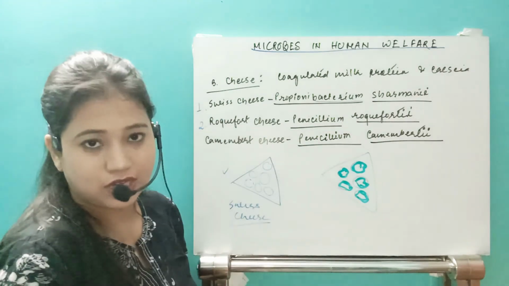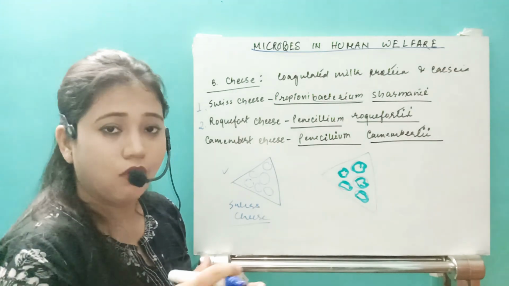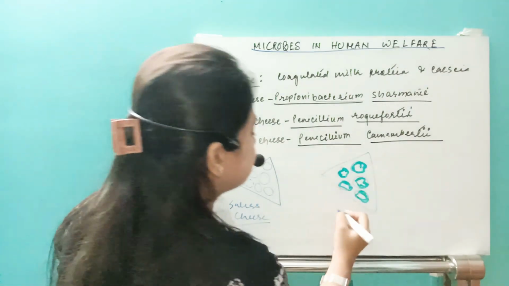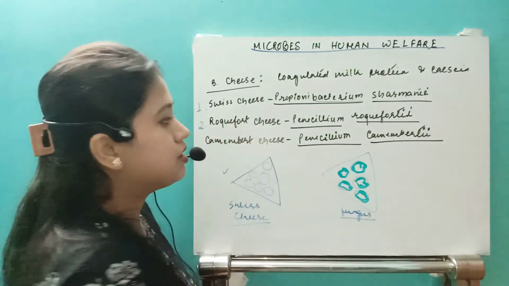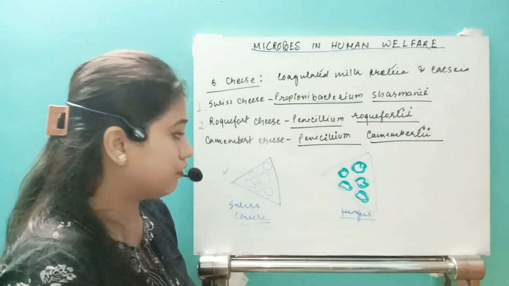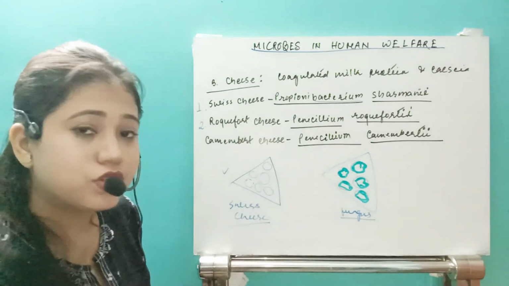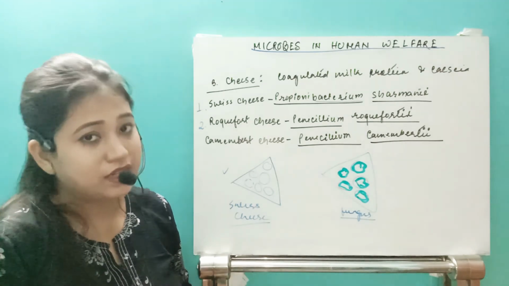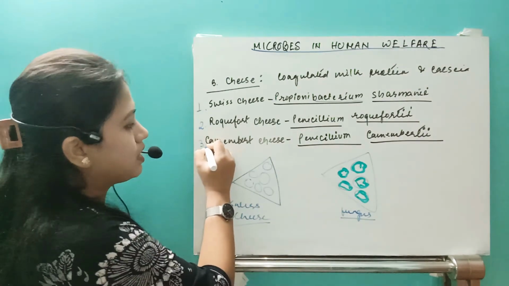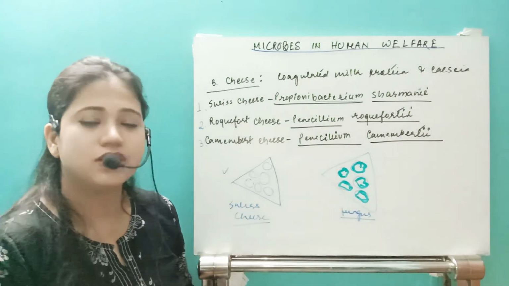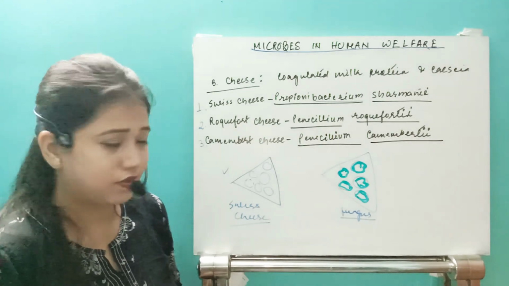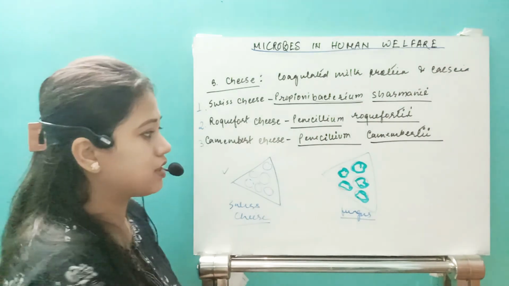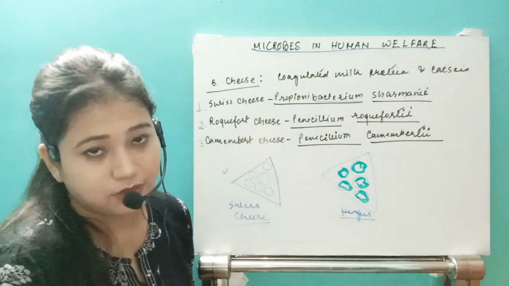Next, another type of cheese is Roquefort cheese. What is Roquefort cheese? It is one type of fungus working on the milk, that is Penicillium roqueforti. This is one type of fungus. This fungus works on the milk and converts it into the Roquefort cheese, which is different in taste and texture. Next, the third one is Camembert cheese. There are varieties of cheese available, and one type is the Camembert cheese, which is produced by Penicillium camemberti.